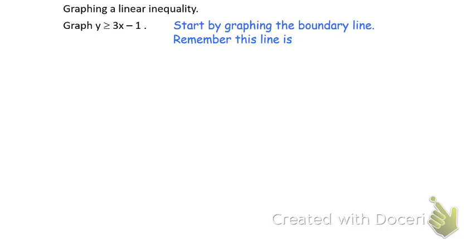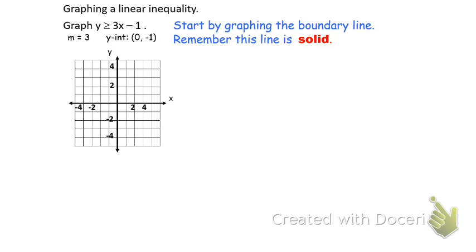Now let's take another example. Here we have y is greater than or equal to 3x minus 1. We're going to graph the boundary line, keeping in mind that this time, because it's y is greater than or equal, the or equal tells me we have a solid line. The slope is 3, and the y-intercept is 0, negative 1.